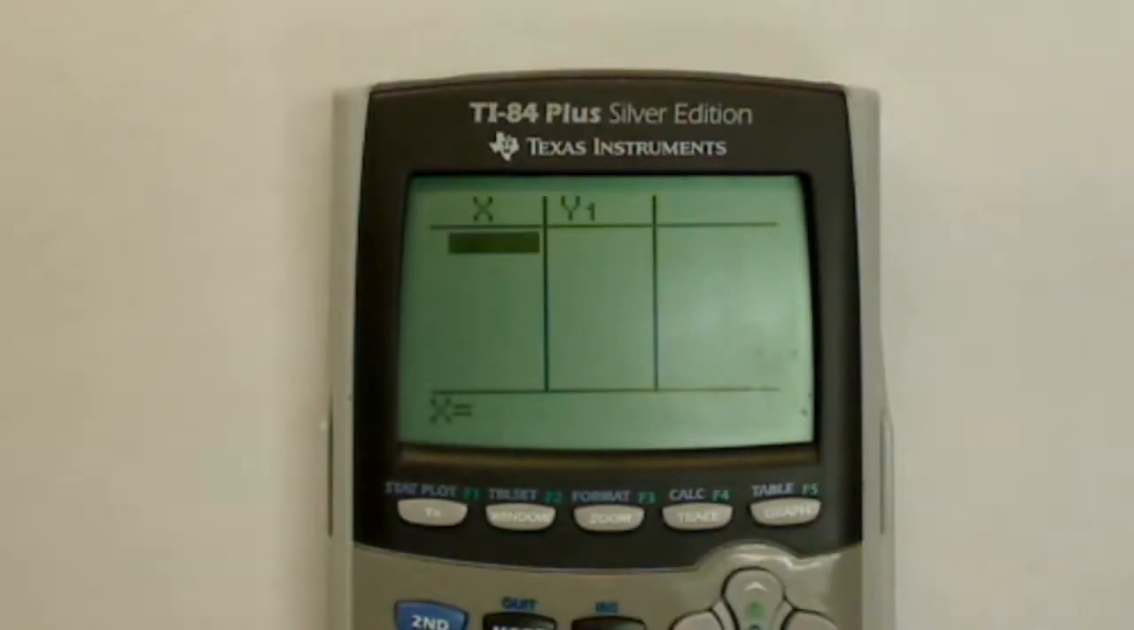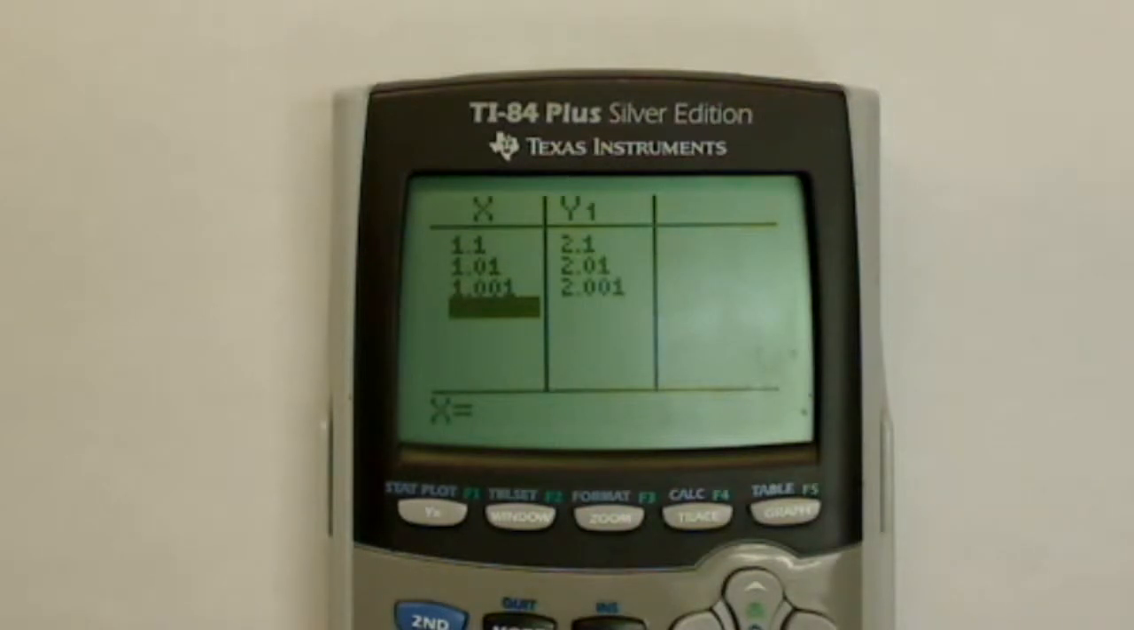So here's my table. Now remember, just as a reminder, we were looking for the limit when x gets near 1. So we're going to pick points around 1. For instance, if I put in 1, I get an error. Well, it's because of that 0 in the denominator. So I'm going to pick some points around 1. How about 1.1 and 1.01 and 1.001?